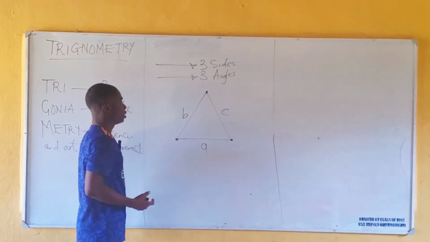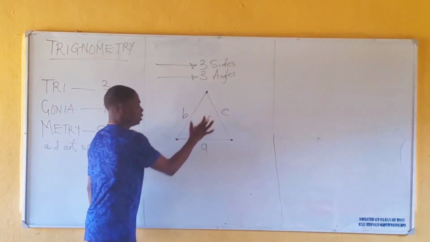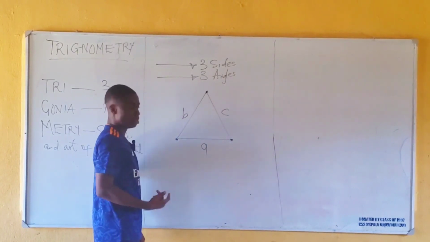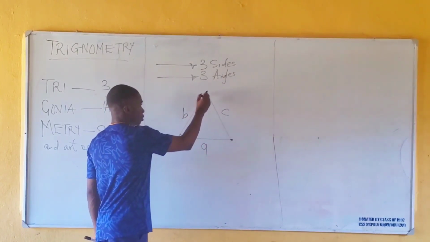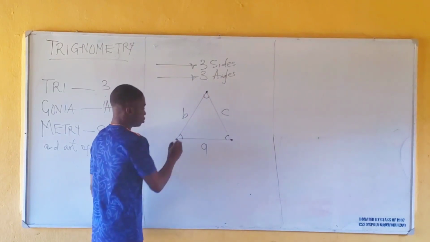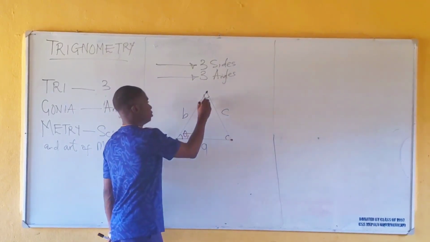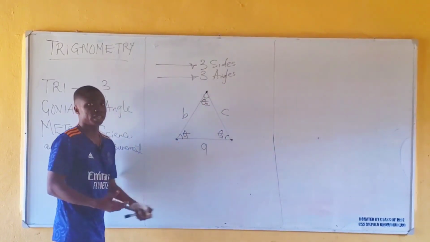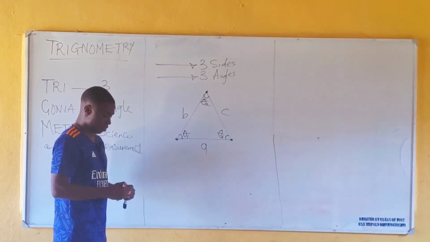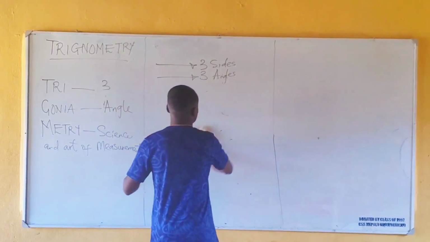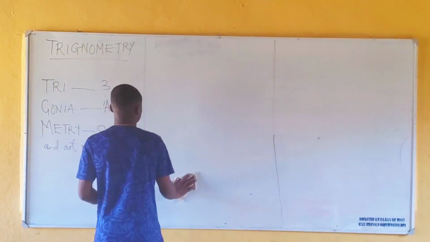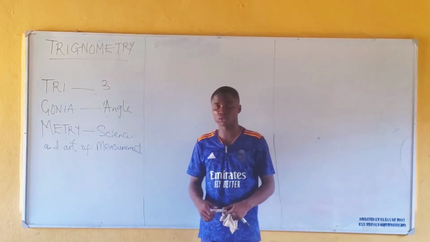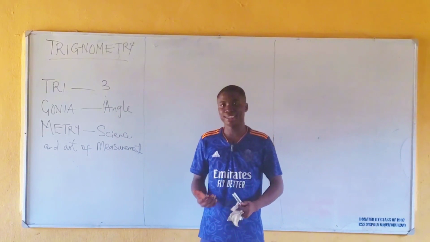So a triangle is a polygon that has three sides: 1, 2, 3. And three angles. So we have one angle, two angle, and three. Assuming this is theta 1, this is theta 2, and this is theta 3, which makes it three angles. Now, there are different types of triangles.